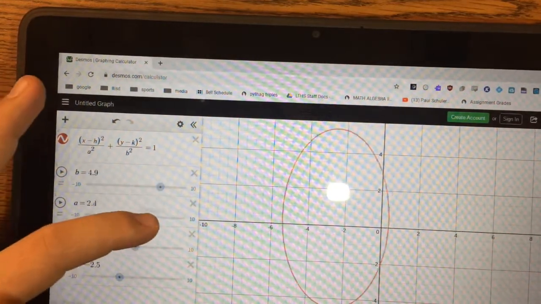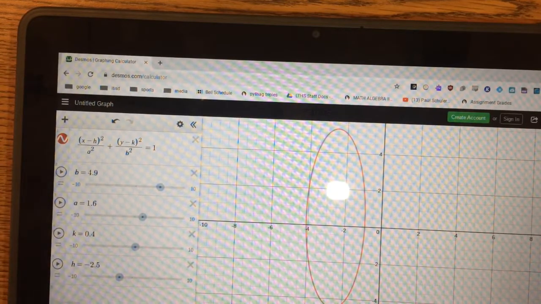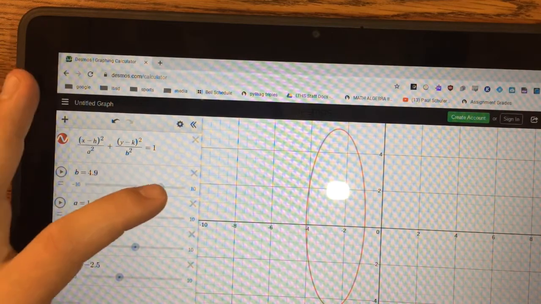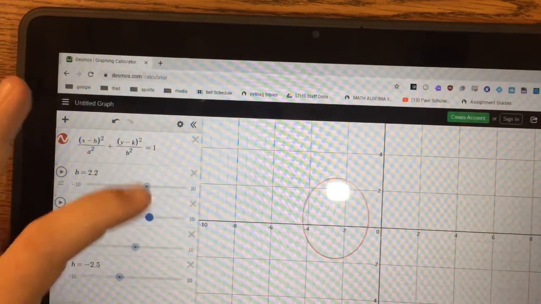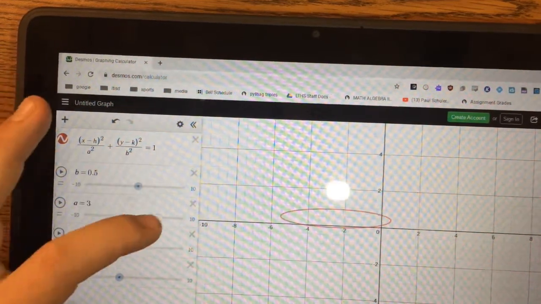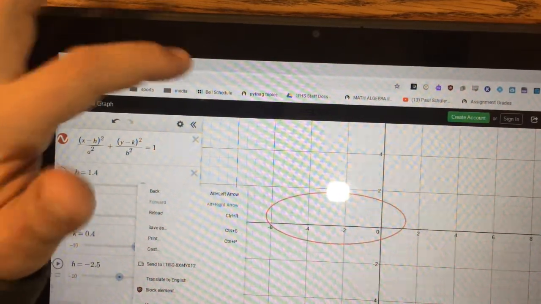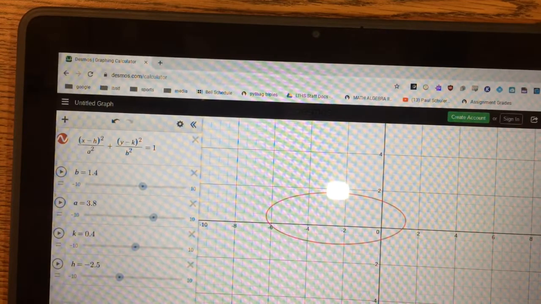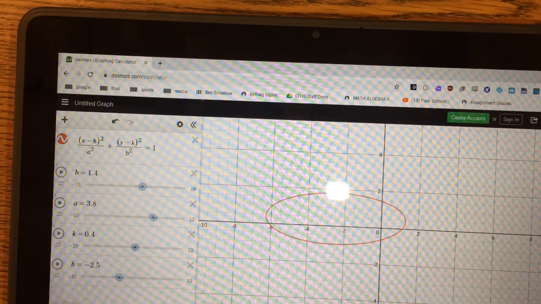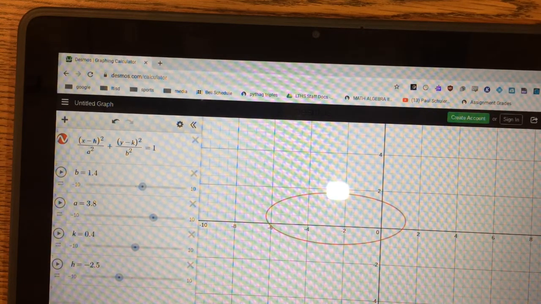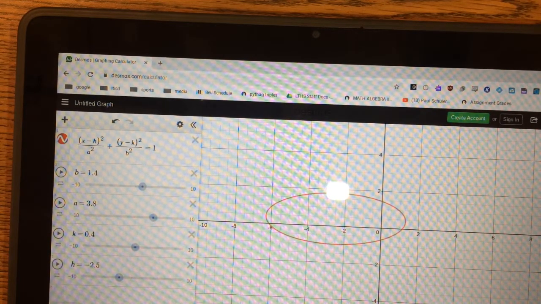So you can see if this number is bigger, like if that were the a, it would be tall and narrow. But if the number underneath the x is bigger, it'll be short and wide. So we can use this to help check our answers as we sketch these graphs out. Let's do a couple of example problems, and then we can check it on here.